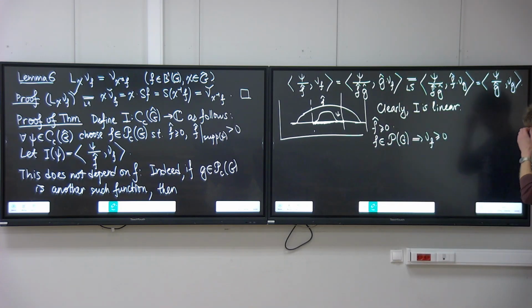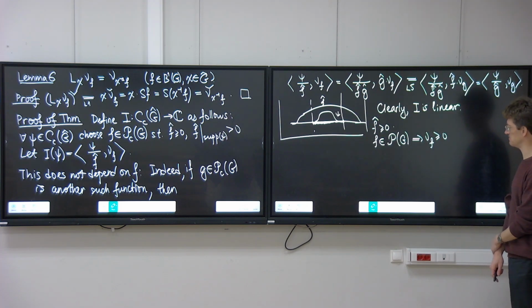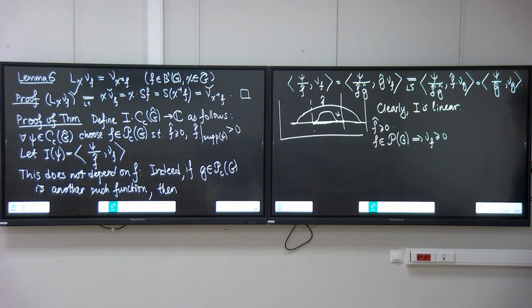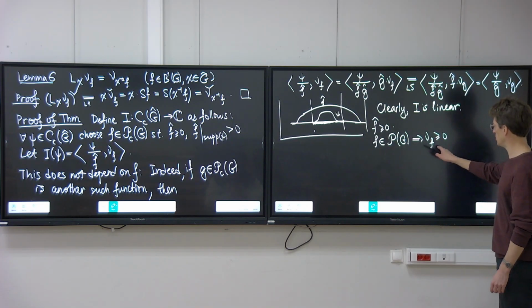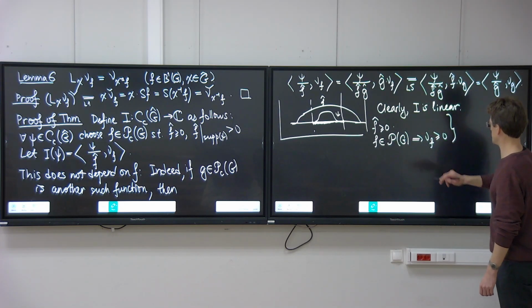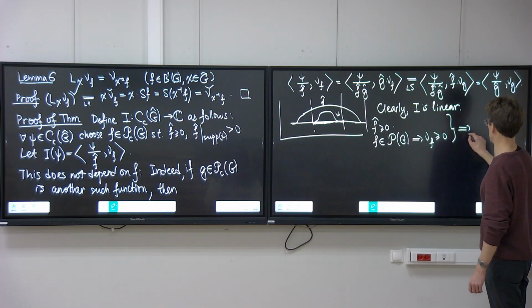Let's call that the dual Fourier transform. This is Bochner's theorem. The dual Fourier transform is a bijection between positive finite measures on G hat and positive definite functions on G. So nu f is also positive. And these two facts together imply that our functional I is positive.